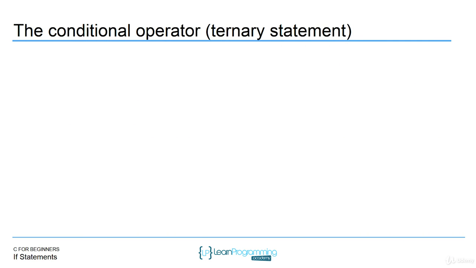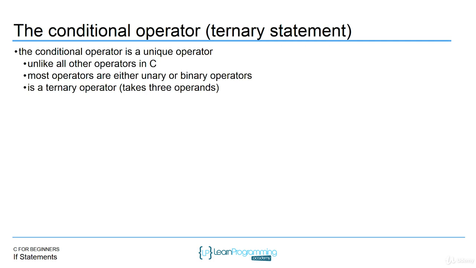There's also a third type of way to ask questions in your program. This is called the conditional operator. And we talked about it when we talked about operators, but it needs a little bit more understanding. So the conditional operator is a very unique operator. It's unlike all the other operators in C.